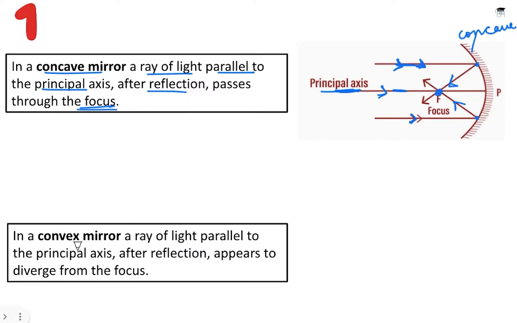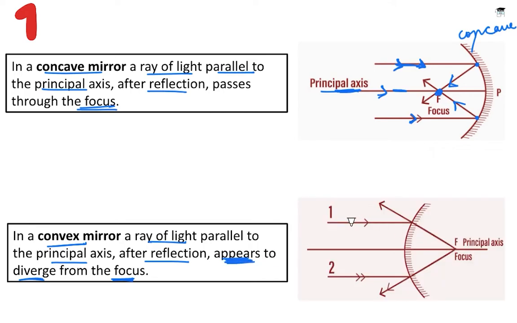And the next is, in a convex mirror, a ray of light parallel to the principal axis after reflection appears to diverge from the focus. What does this mean? Appears to diverge from the focus. Here we have two rays of light, both parallel to the principal axis. This is our principal axis. So both of these rays, 1 and 2, are parallel to the principal axis.